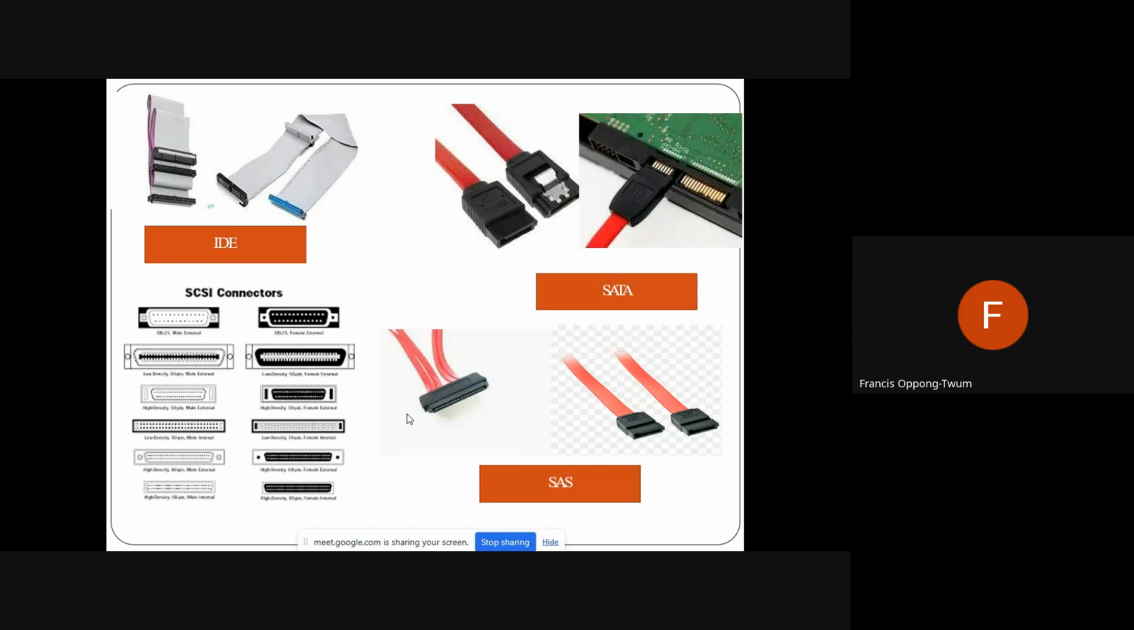And now we have moved from the IDE to the SATA cables. Can you all see the SATA cable, the red cable connecting to the hard disk that we have? Mostly this SATA cable is used for connecting most of the drives. Then we have the SCSI connectors and the SAS connectors. So this is how far we have come from the ribbon cable to the SATA era. And now the SATA is faster. It gives you better performance, like the other guy said.